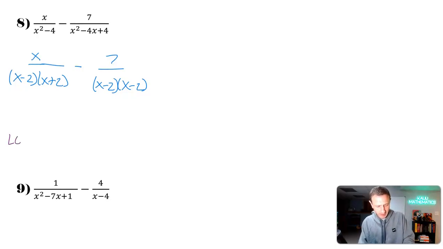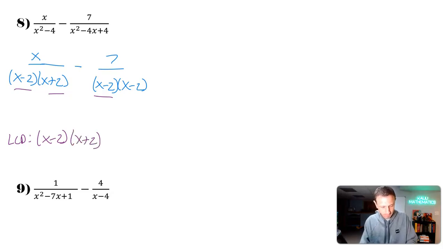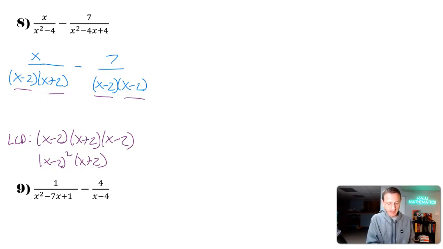We have the LCD. We have a factor of x minus 2, so they both have an x minus 2. This one has an x plus 2, so they both need the x plus 2. And then look at this, we have another factor of x minus 2. So that means the LCD is x minus 2 squared times x plus 2. They both need two x minus 2s. This one has two x minus 2s, this one only had one. So this one needs an x minus 2.